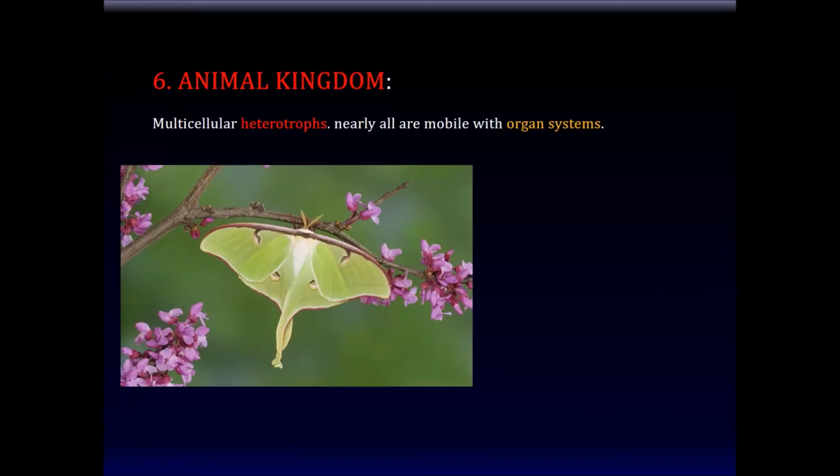Last kingdom, okay. Kingdom Animalia. They're multicellular heterotrophs. In other words, animals don't do photosynthesis. Do you do photosynthesis? No, you'd be green. Yeah. You say people no.